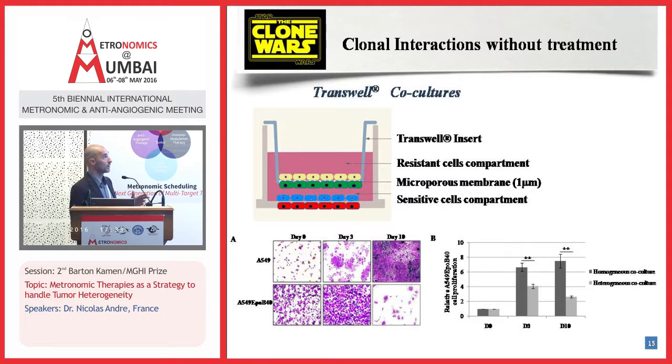So the next question was, how does it work? Is it some kind of direct inhibition or distant inhibition? So we designed a simple experiment. We had the resistant on the top, sensitive on the bottom, and then a macropore membrane that separates the two cell lines, so that no cells can directly get in touch.